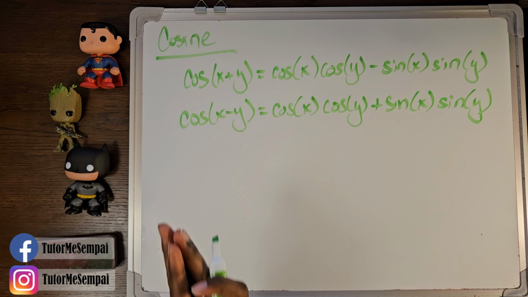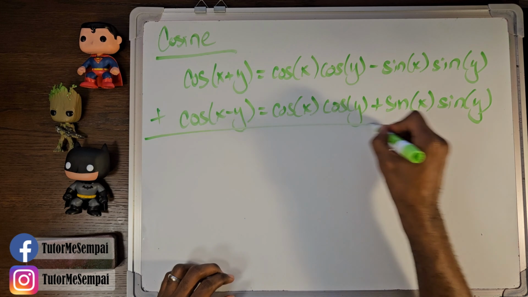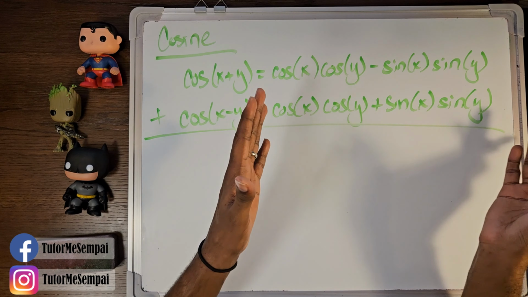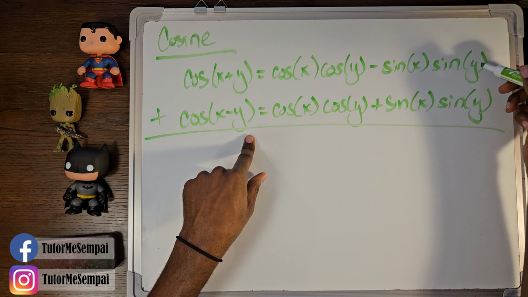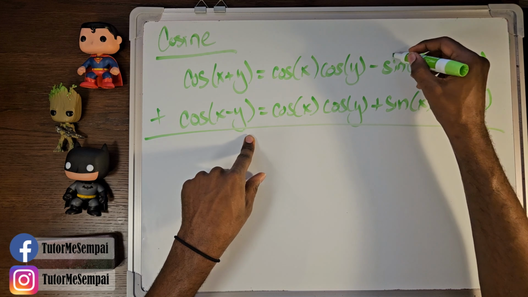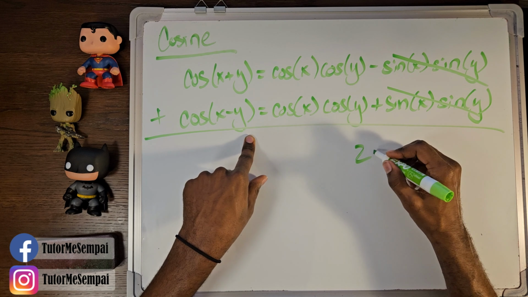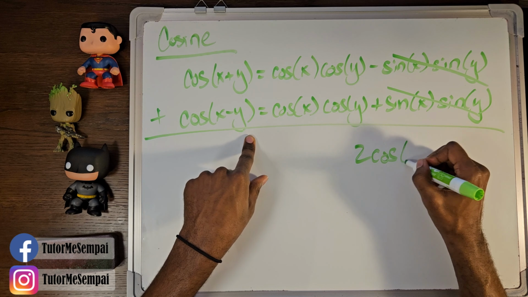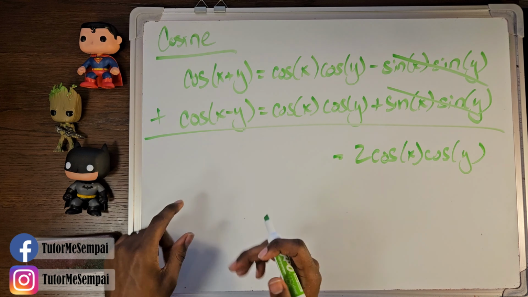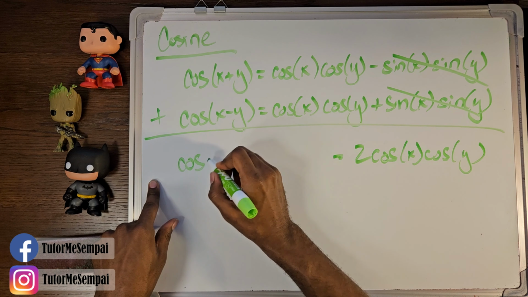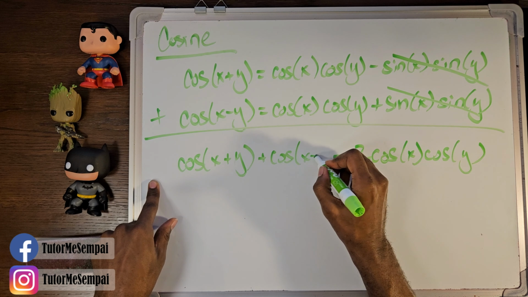So now we're finding our first cosine product to sum identity, and we want to add these right off the bat. And we're going to focus on the right side just like we did on our previous examples. And when we do that, we notice that this sine x sine y is going to cancel out because they're the same, which leaves us with a 2 cosine x cosine y. And on our left side, we have a cosine x plus y plus cosine x minus y.